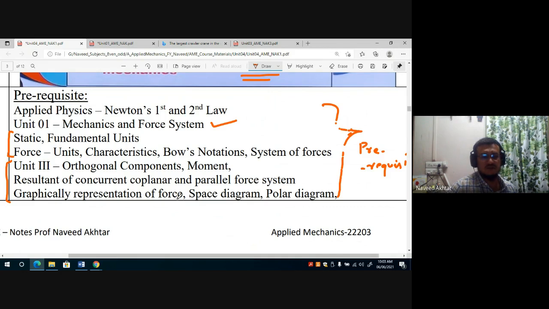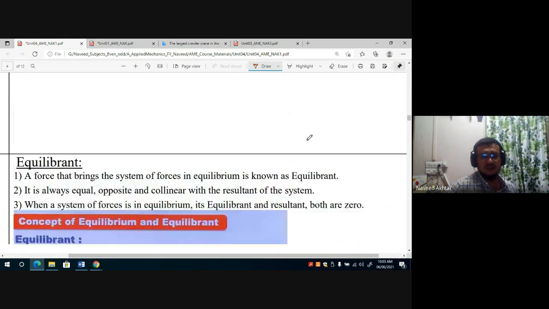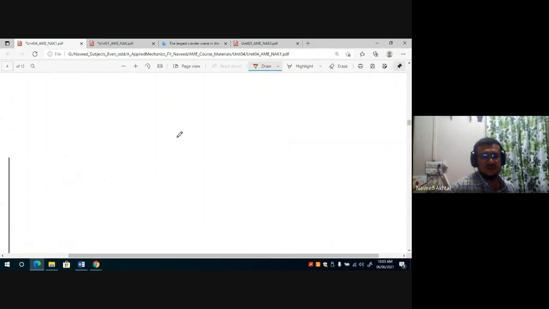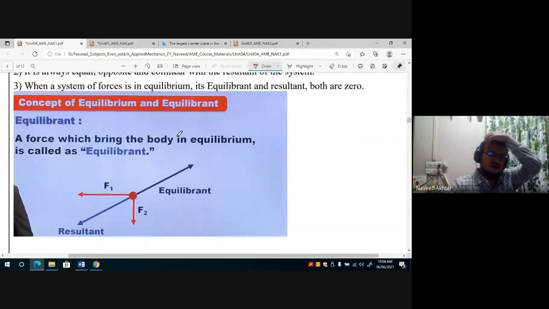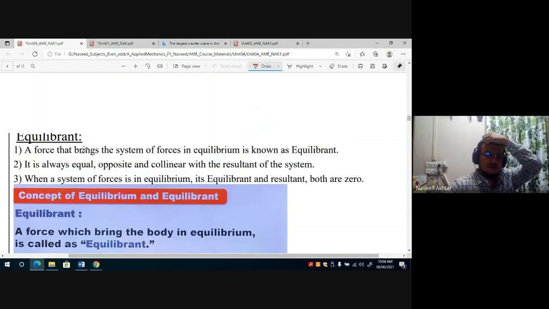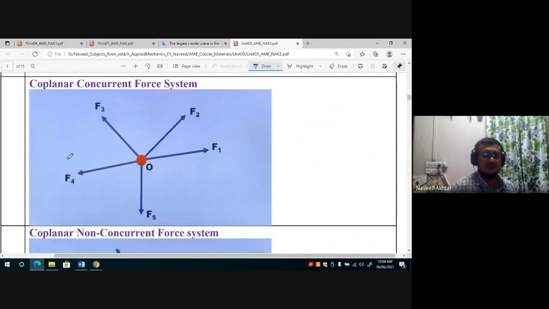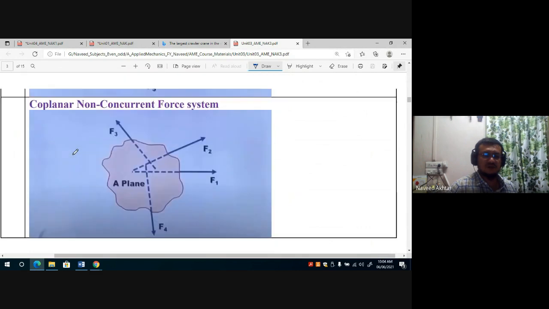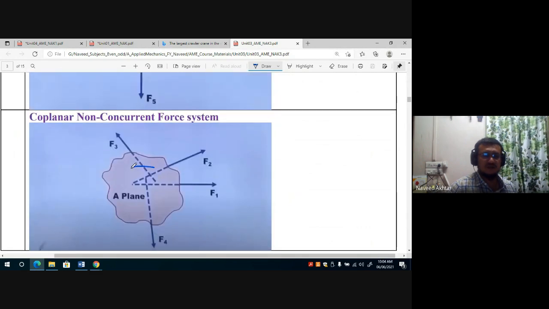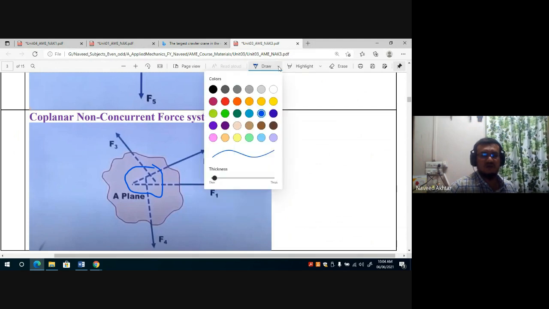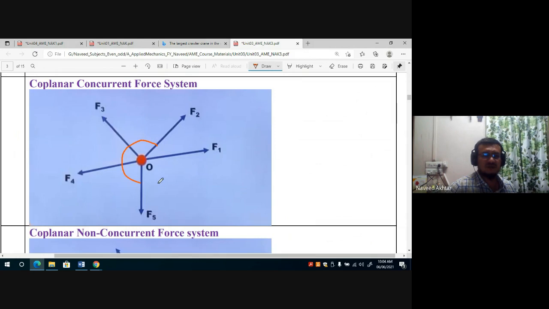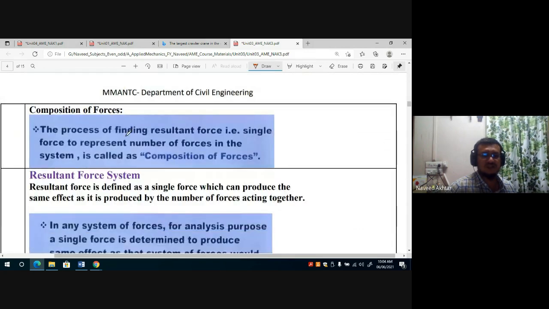Graphical representation of force system, space diagram, and polar diagram. All these things we have already seen in our previous lectures in unit number 4 also. So this is non-concurrent because the forces are not meeting at one point. That's why they are called non-concurrent forces. Forces meeting at one point are a concurrent force system.